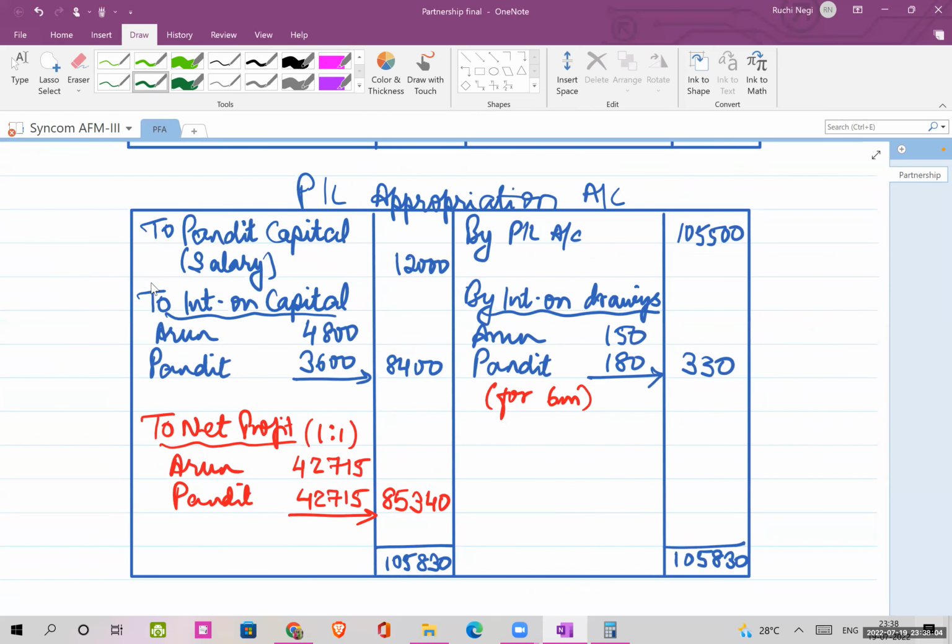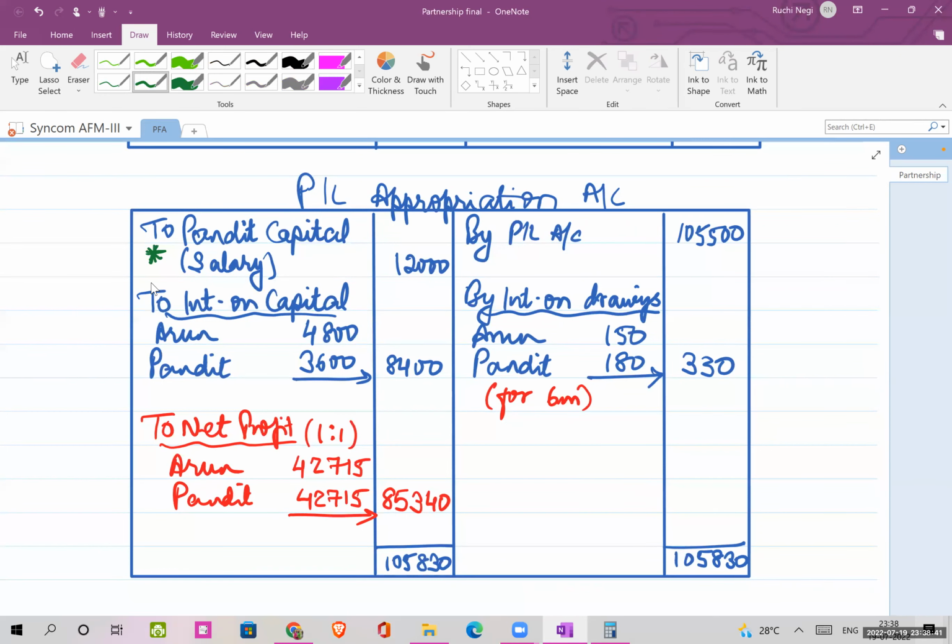Next, पंडित इज अ पार्टनर, उसका सैलरी. ओके, तो सैलरी रिलेटेड टू पार्टनर, इंटरेस्ट ऑन कैपिटल, इंटरेस्ट ऑन ड्रॉइंग्स. ओके, drawings का entry, all this is reflected in P&L appropriation account. Okay, so these expenses which is related to partners will be reflected in P&L appropriation account and not P&L account. Okay, तो ये पार्टनर का सैलरी, P&L appropriation डेबिट साइड, इसका सेकेंड इफेक्ट पार्टनर्स कैपिटल क्रेडिट साइड.